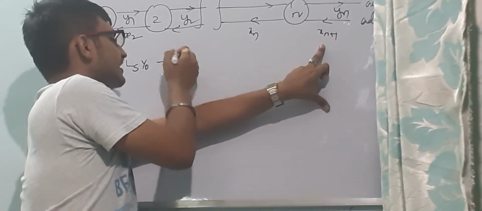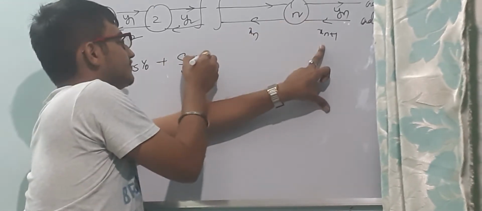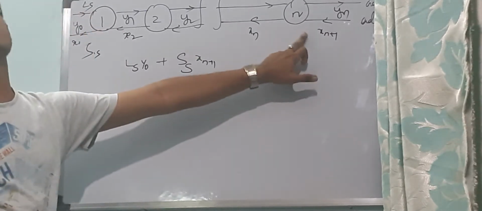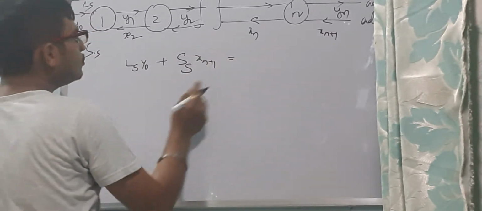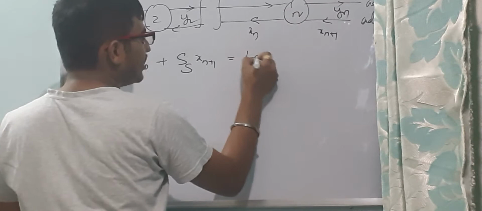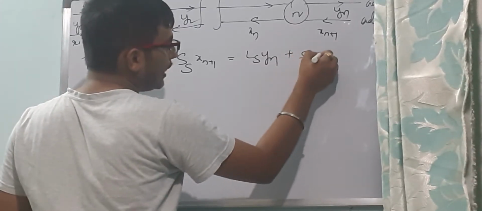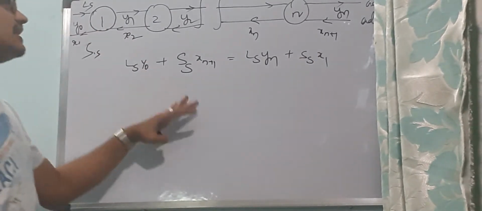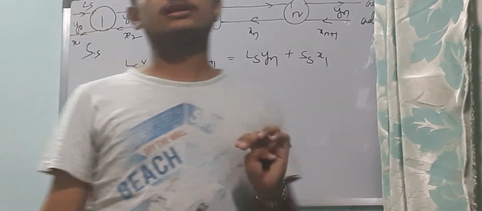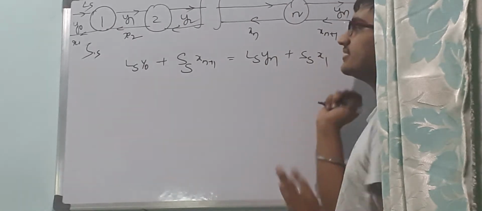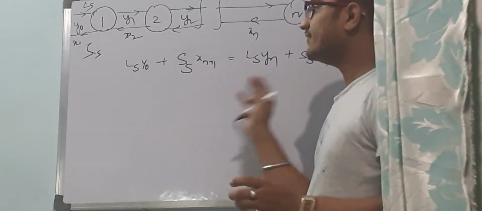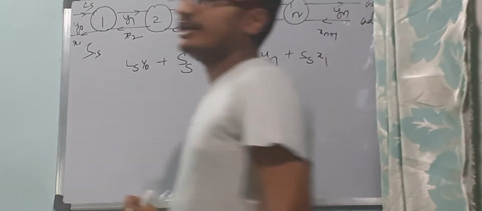Now if you write the component balance, Ls into y0 is entering plus Ss into xn plus 1 entering at this direction, right, is equal to what is leaving: Ls into yn plus Ss into x1. It is the same as that of your single stage only, but here the fact is you have multiple stages, right? Entering, leaving, inlet is equal to outlet. Be careful with that.